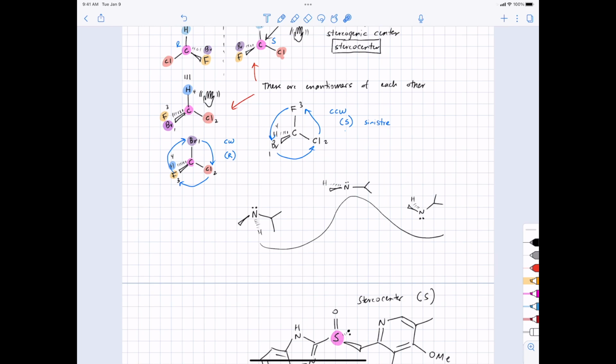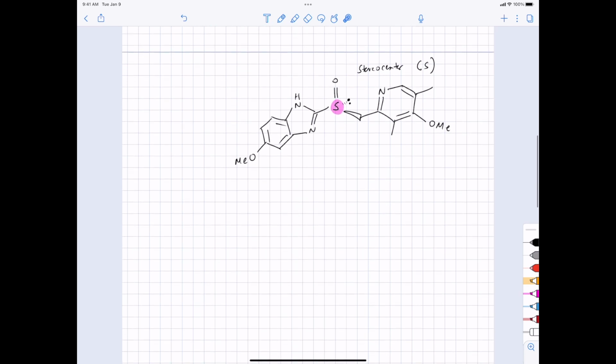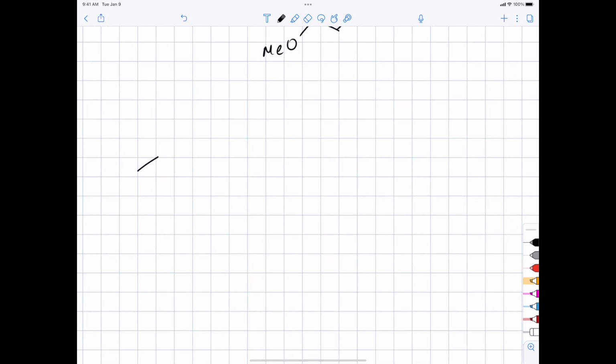Yes? So let's say a molecule has 2 stereocenters, and one hydrogen's coming at you and the other hydrogen's going into the page. Would you still manipulate the one that's coming out at you to put into the page or no? Okay, that is an excellent question. I am glad you asked. Let's look at a molecule like this.